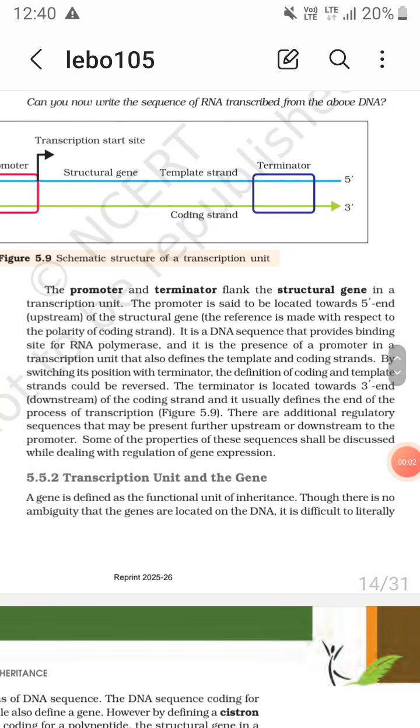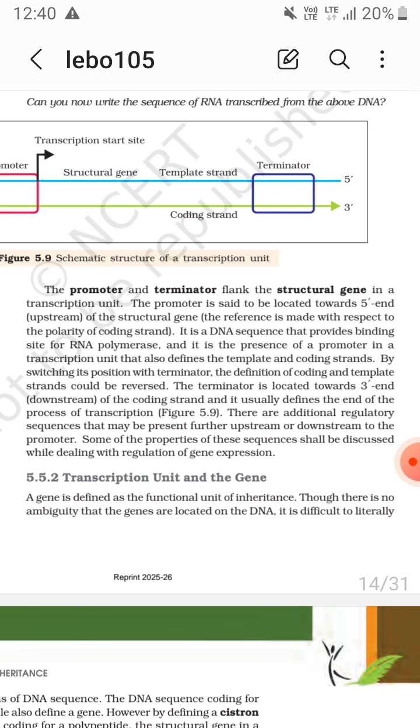After the structure of a transcription unit, the promoter and terminator flank the structural gene in a transcription unit. The promoter is said to be located towards the 5' end, that is upstream of the structural gene, and we know the reference is made with respect to the polarity of the coding strand, that is 5' to 3' polarity, not with the template strand. Okay, now it is a DNA sequence that provides binding site for RNA polymerase.